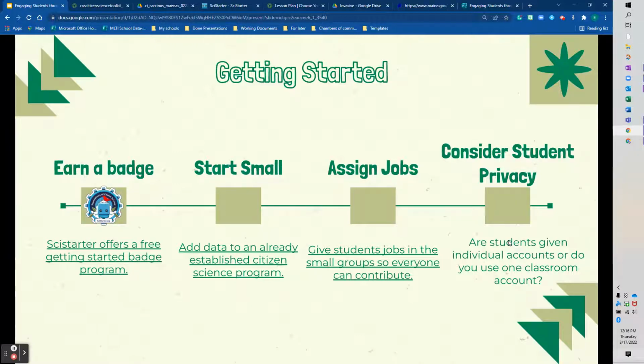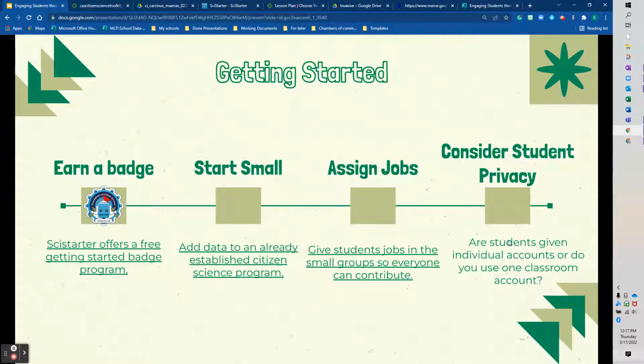So understanding the privacy piece of this is really, really important. One way around this is, and you can decide what works best for your school based on your policies around student privacy and email addresses, you can easily just make one account and allow students to enter their data into that account, whatever system you set up to get them to do that. Every student doesn't have to have their own account. You can just have one as a class. That's what I've done in the past.